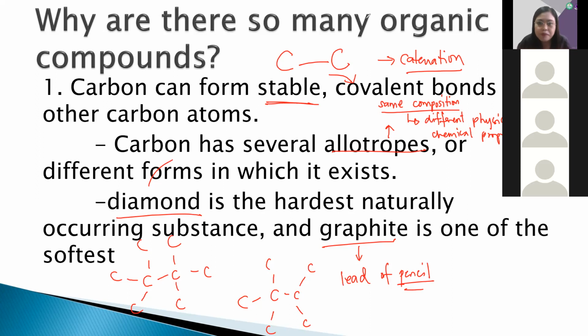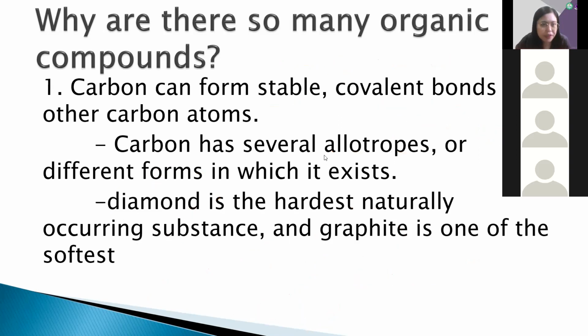Questions about allotropes? Wala. Aside from the graphite, actually we have the charcoal. Uling. The charcoal is also made up of carbon. Carbon lang lahat. But as you can see, it has a different property from that of the diamond and even the graphite. So that is the reason why we have many organic compounds, because carbon is really unique. It can form bonds with itself, and the resulting substance will have a different property, either physical or chemical.